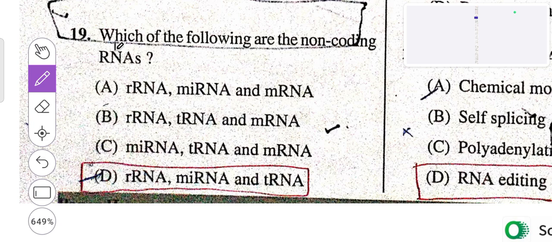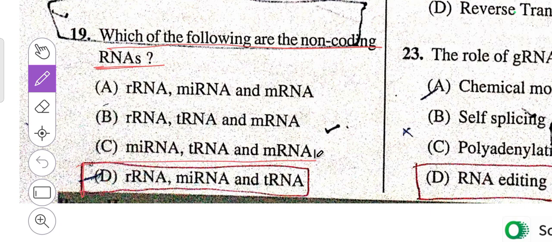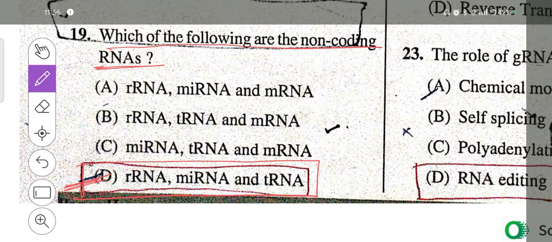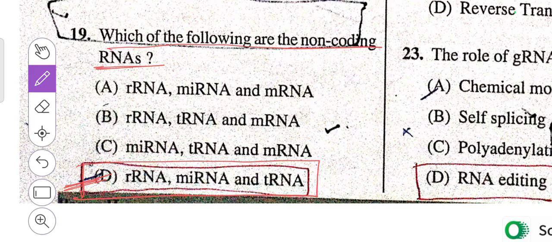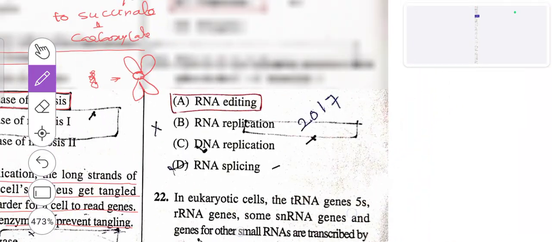The 19th question, which of the following are the non-coding RNAs? Here ribosomal RNA, miRNA and tRNA are considered as the non-coding RNAs. So D is the right answer.